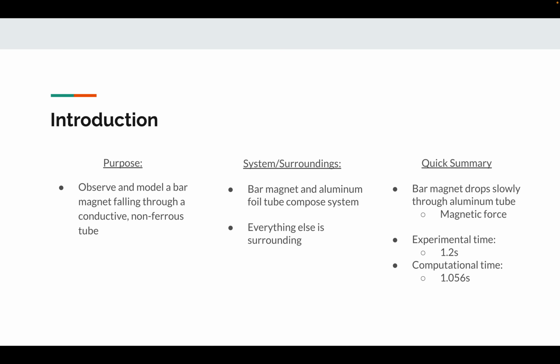So the purpose of this lab is to observe and model a barred magnet falling through a conductive non-ferrous tube. The barred magnet and the aluminum foil compose the system, while everything else is the surroundings. So what happens is that the barred magnet drops slowly through the aluminum tube due to a magnetic force acting upward. And as you can see here are the times for the experimental and computational.